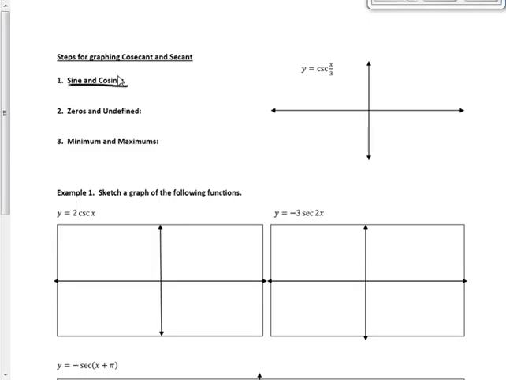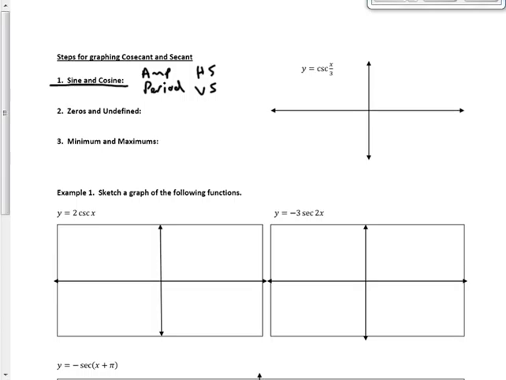Step 1, you have to decide sine or cosine. So you just graph the sine or cosine. We still want to do all of the stuff with amplitude, period, horizontal shifts, and vertical shifts. Take into account all of those things. We want to find zeros and undefined points. When sine is 0, we have an undefined point for our cosecant and secant, and then we're going to draw in those parabolas off of the minimums and maximums.